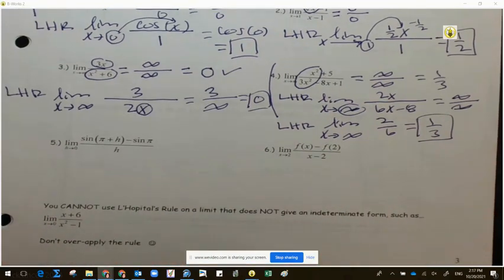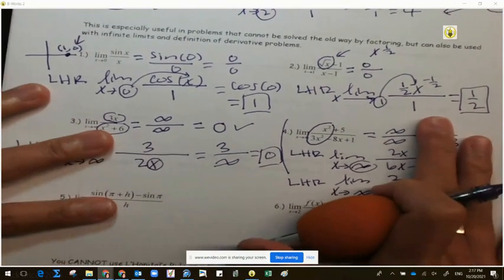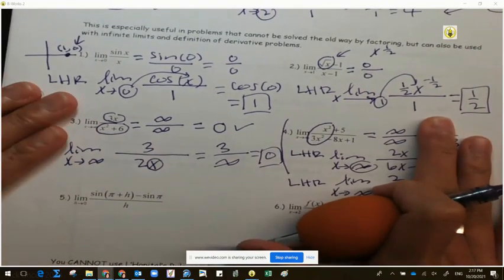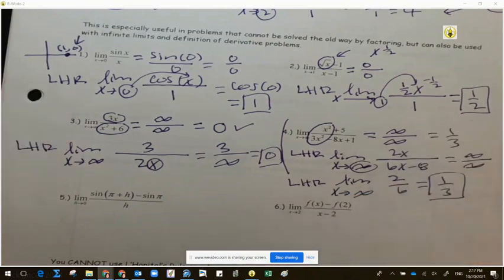Where's my 8? Derivative of 8 is 0. All right. So again, this only happens when it's 0 over 0 and infinity over infinity. To me, 0 over 0 is more helpful because we know our infinite limits. But if you get stuck, that rule is going to work out no matter what. All right?